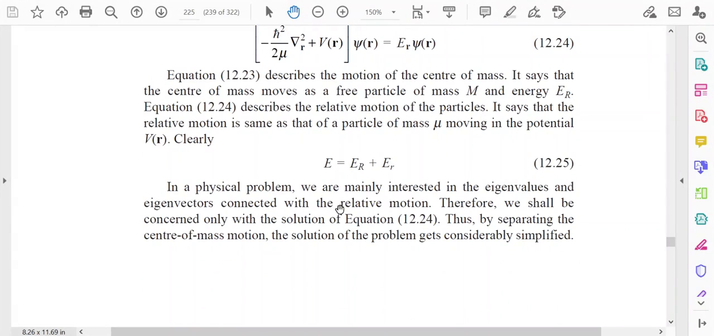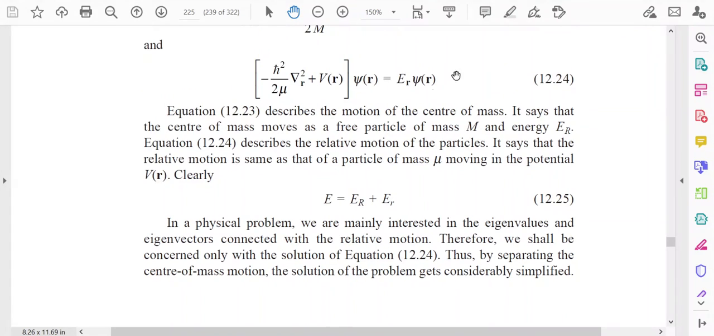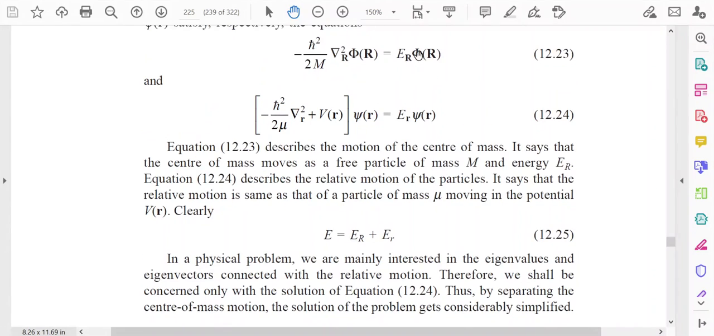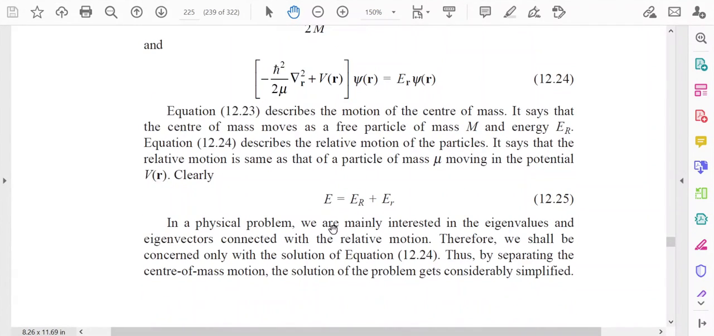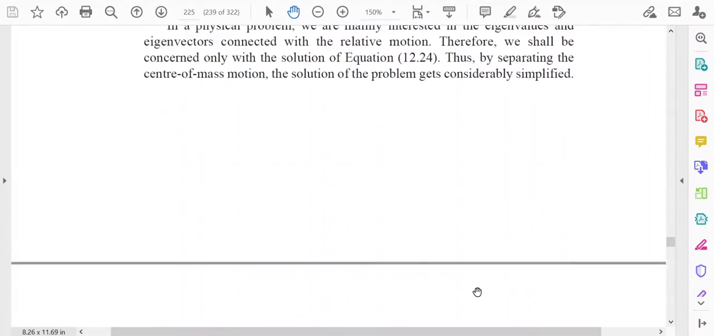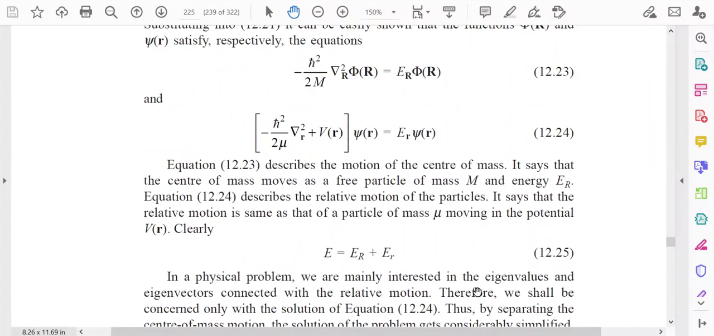In a physical problem, we are mainly interested in the eigenvalues and eigenvectors connected with the relative motion. So relative motion is more important. Therefore, we shall be concerned only with the solution of this equation 12.24. Thus, by separating the center of mass motion, which we have already done, the solution of the problem gets considerably simplified. Now in the next lecture we will describe the motion of the hydrogenic atom.